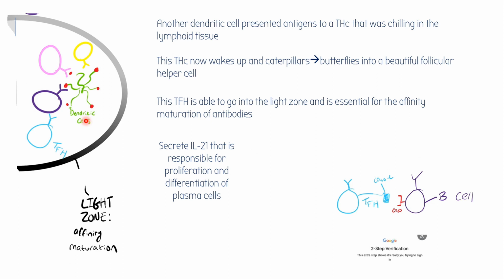So in a nutshell, the follicular helper cell is really, really important for your B cells to proliferate in your dark zone and also for this affinity maturation. Also, T follicular helper cells drive the isotype switching, so they produce lots of interleukins that are responsible for determining whether this B cell, when it becomes a plasma cell, is going to be an IgA, an IgE, an IgM, or an IgG.